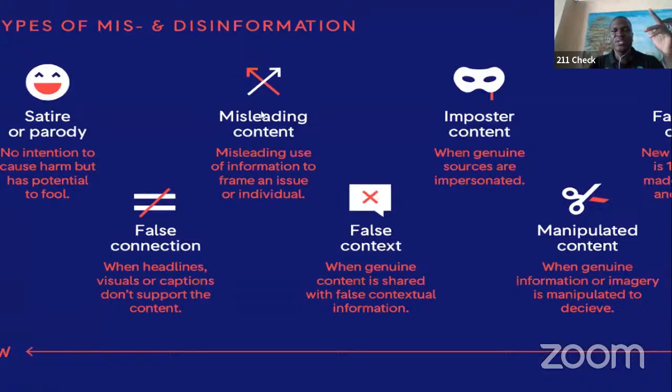And then we have misleading content, which is the misleading use of information to frame an issue or individual. And then we have imposter content, when genuine sources are impersonated. And then we have manipulated content, when genuine information or imagery is manipulated to deceive. And then we have false context, when genuine information is shared with false contextual information. And then we have false connection, when the headlines, visuals, or captions don't support the content. So this is just a summary of what I have been talking about from the beginning.